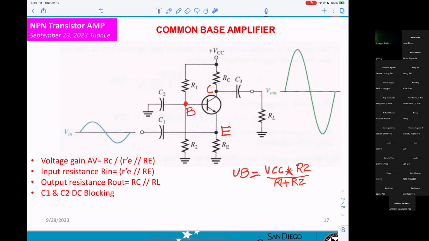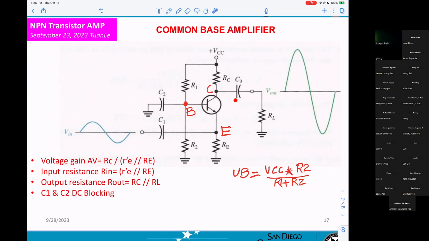C1, this is your input here. Apply to emitter. C1 will be DC blocking, AC coupling. Okay? At the collector output here, same thing. C3 will be DC blocking, AC coupling.